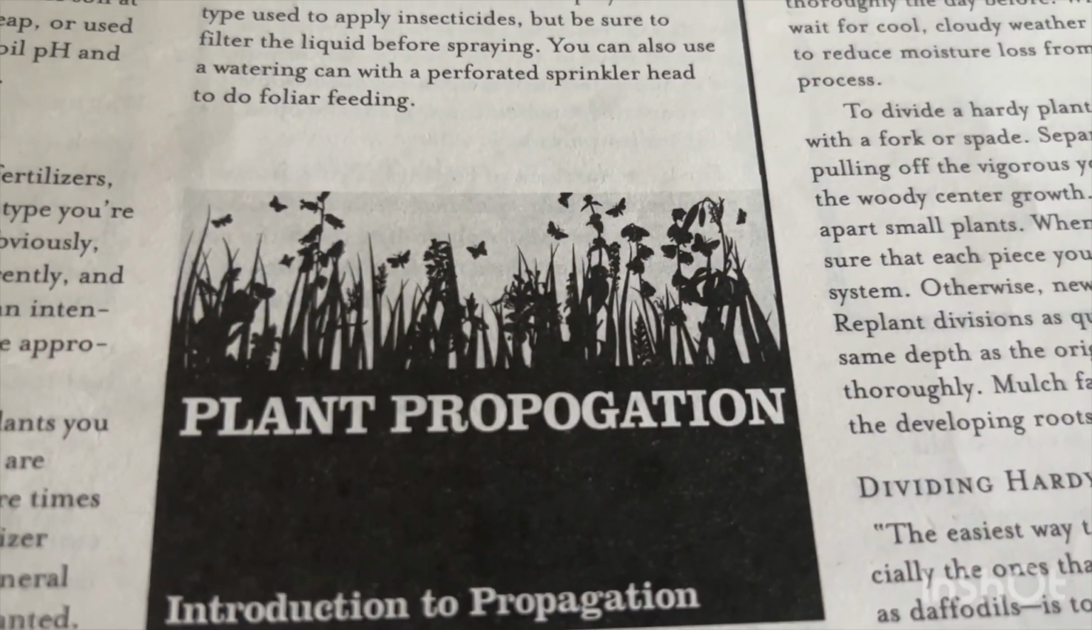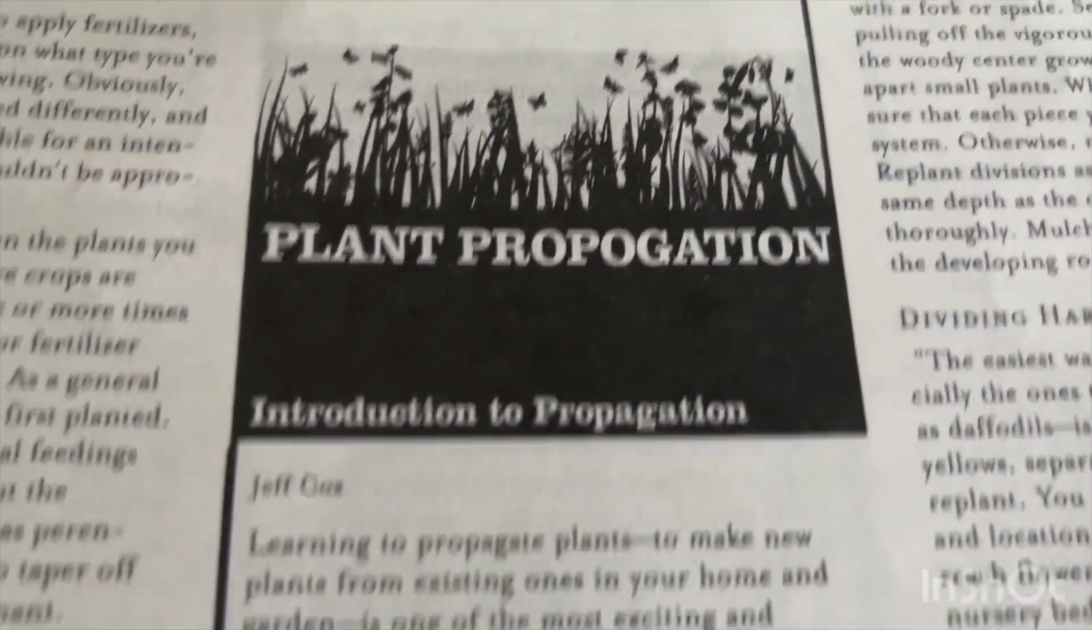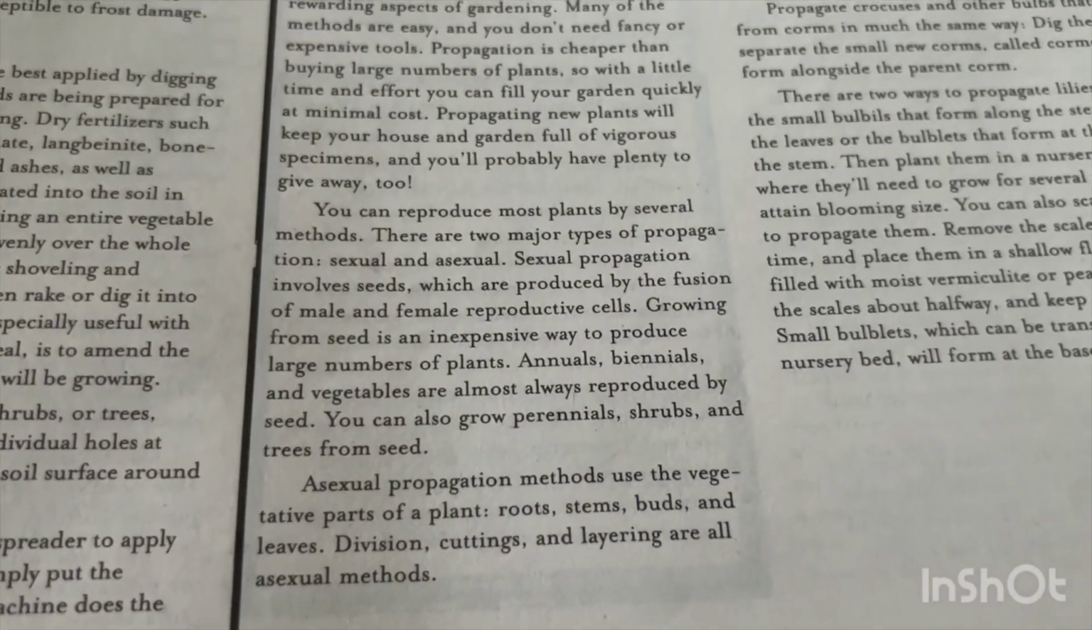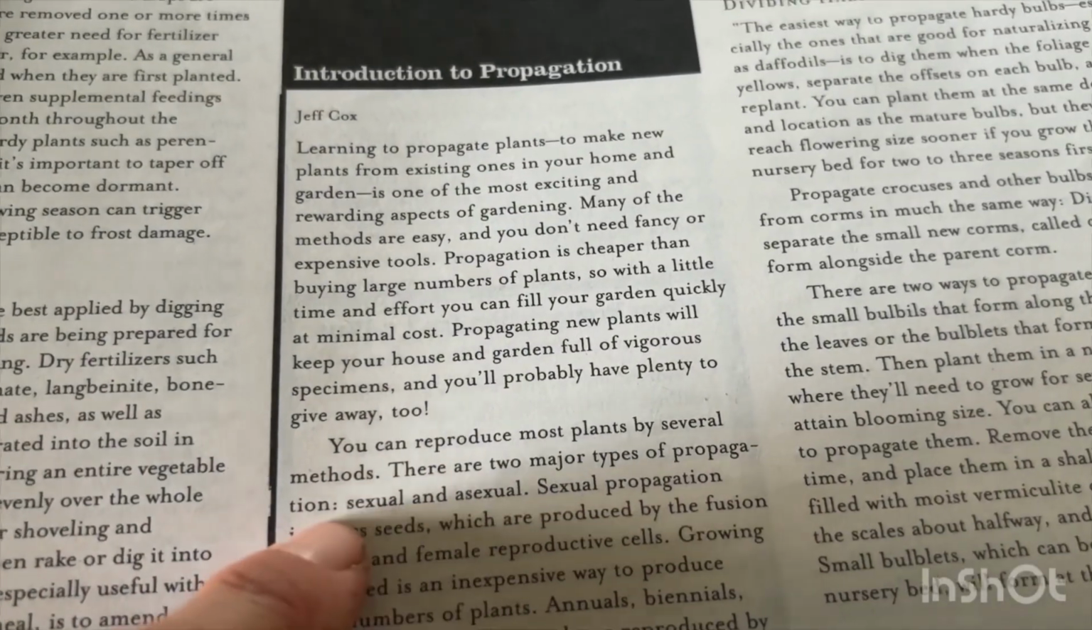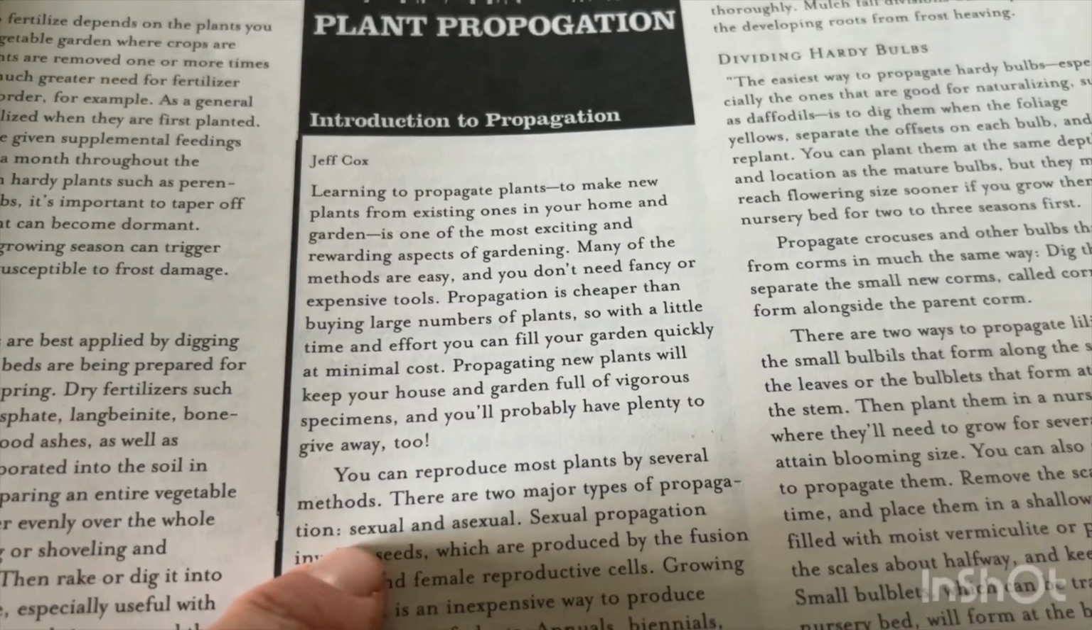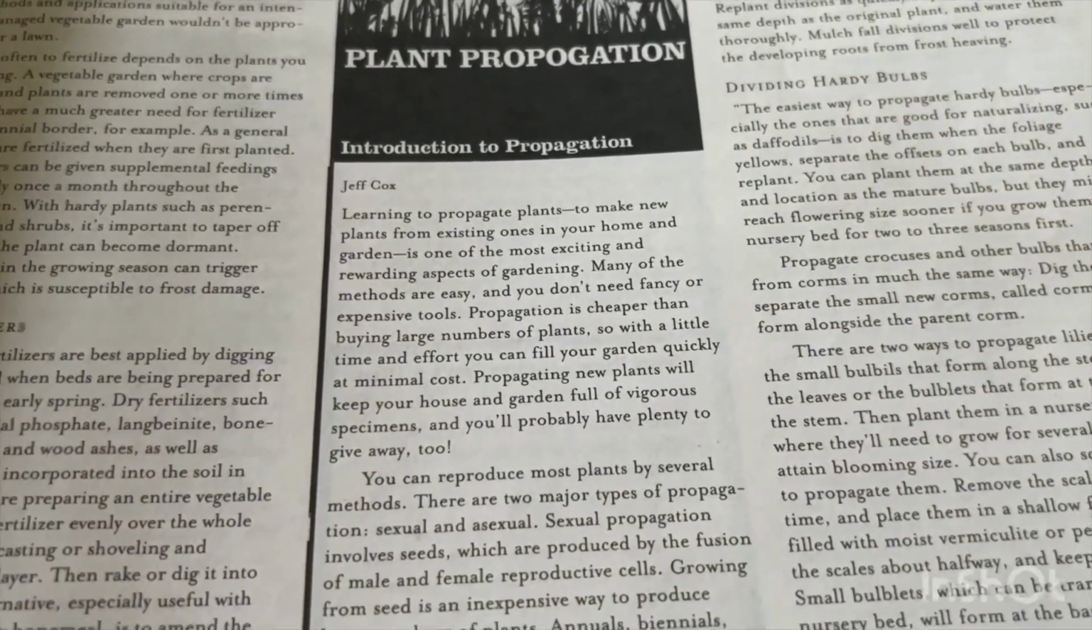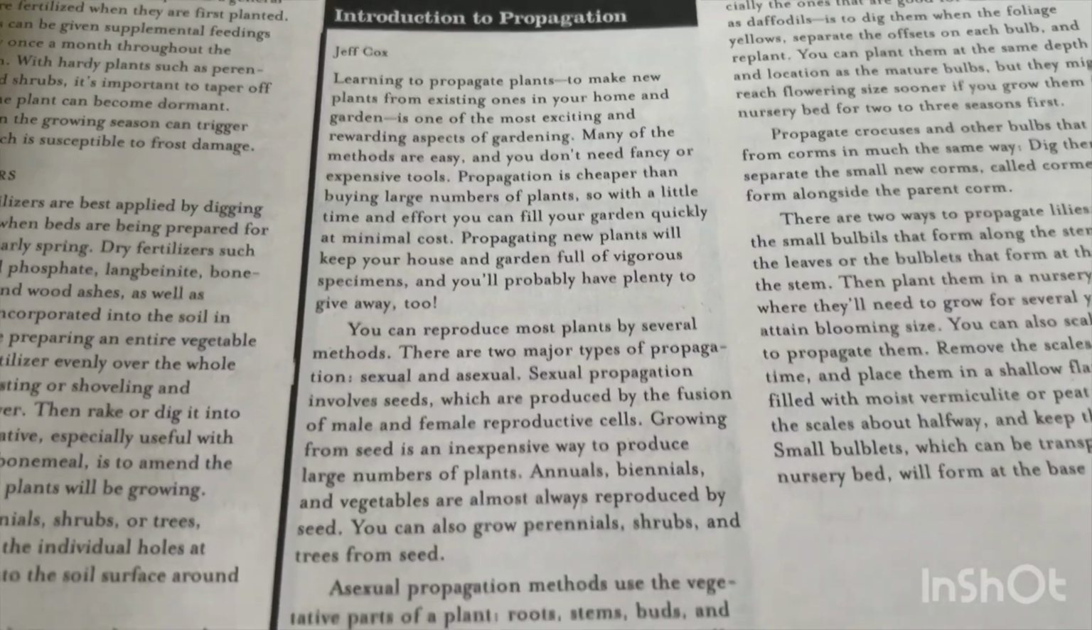Plant propagation is our first terminology. There are two different types of propagation. One is sexual and one is asexual. Sexual meaning the plant produces flowers and then seeds and then goes on to reproduce. Asexually is what we're after.